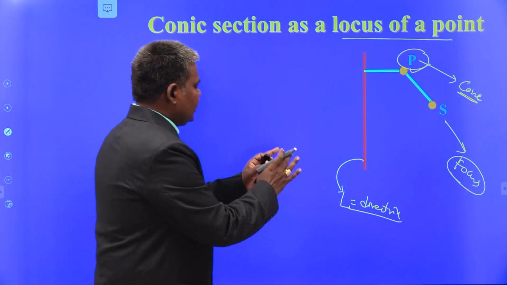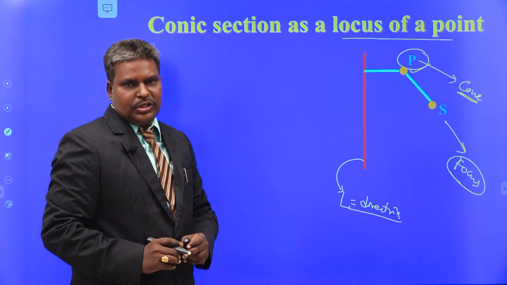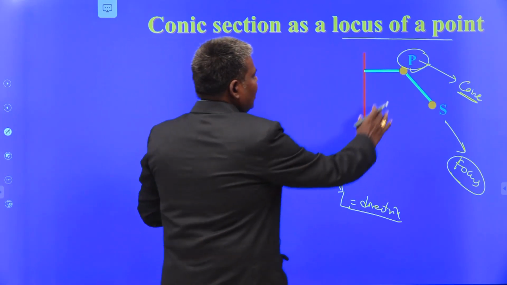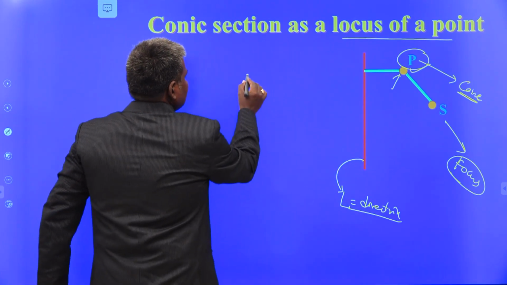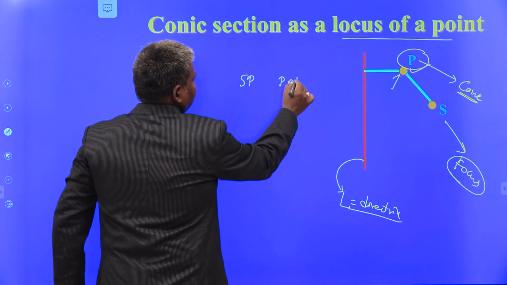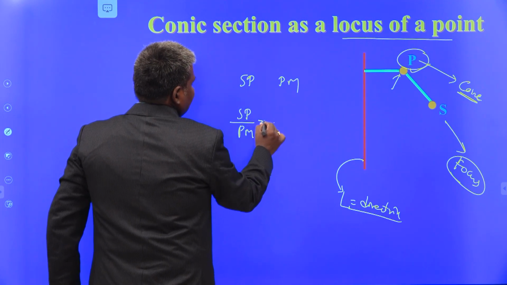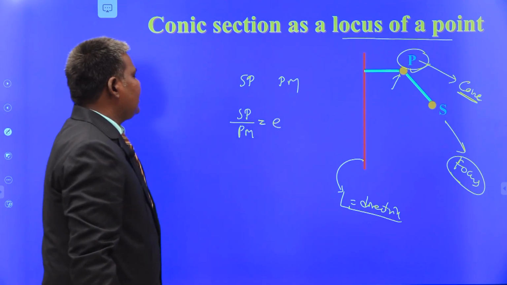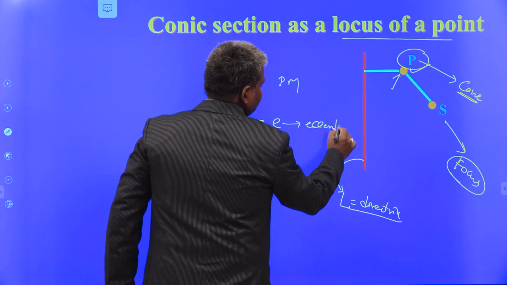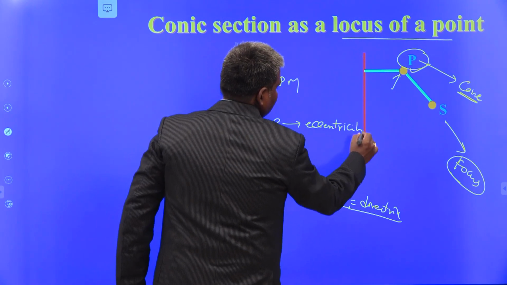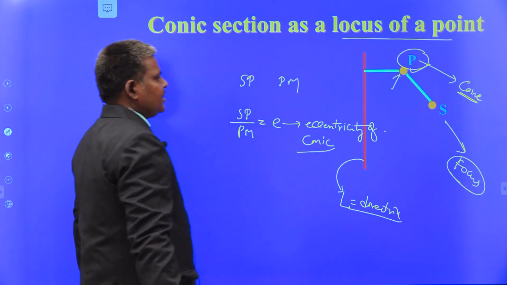Consider a fixed point and one fixed line. This line does not pass through the fixed point. Note that. We collect all such points such that the ratio SP by PM is always constant. It is denoted by e. It is called the eccentricity of the conic.